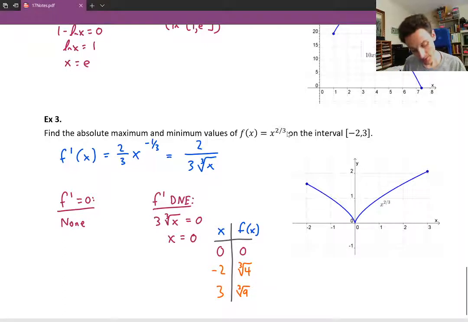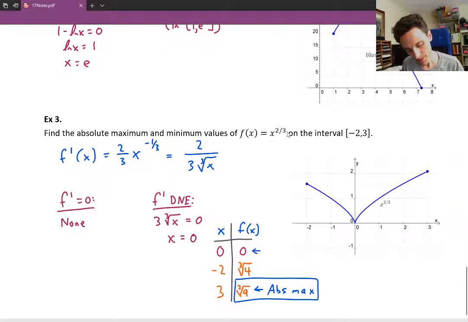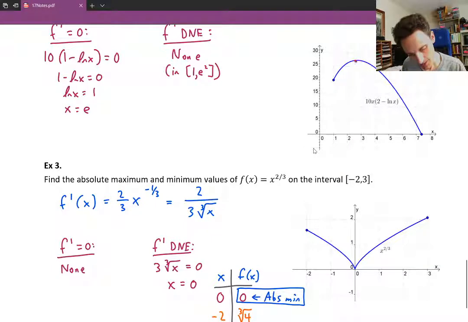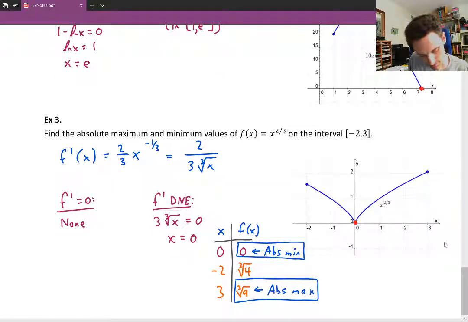The absolute max will be the biggest of these, which is the cube root of 9. Without knowing what the numerical approximation is, that's the biggest of all these. And then the smallest of all these is the absolute min. And just to highlight them, I probably should have done that up here. I'll quickly highlight the absolute max and the absolute min. Let's highlight it for example 3. So for example 3, the absolute min is down here. There we go. And the absolute max is on the right endpoint.